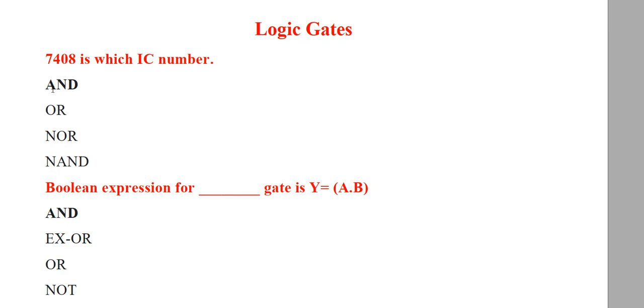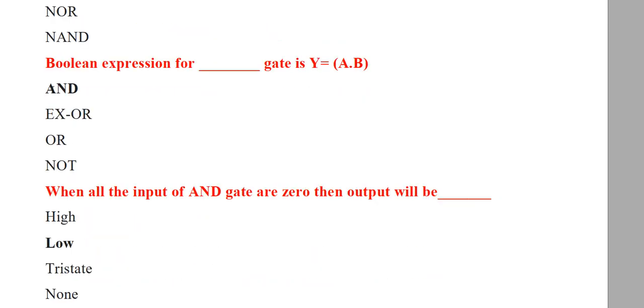Correct. Second question. A Boolean expression for a dash gate is y equal to a into b. So Boolean expression is the same as the output equation. So y equal to a dot b. Dot is an AND operation, so this is nothing but an AND. So the option is again option A, that is AND operation.